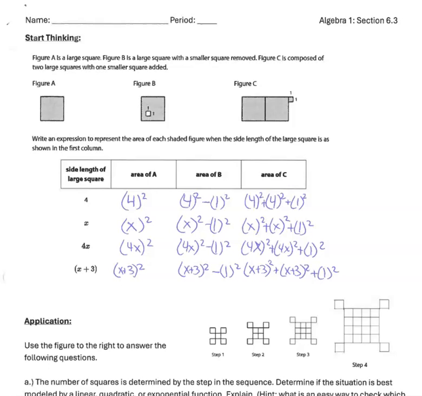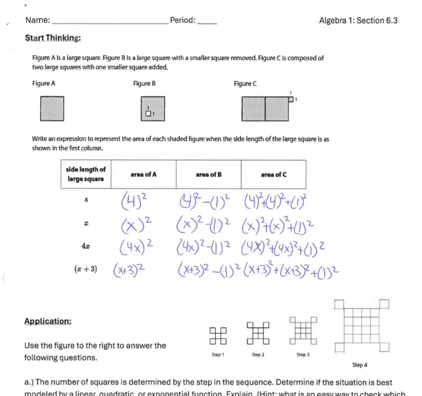Now, you guys, I do not believe, have yet learned how to do this thing right here, which is called a binomial, the (x plus 3) squared. You have not learned how to do that. It does not equal x squared plus 9. We're actually going to study this a little bit later on.